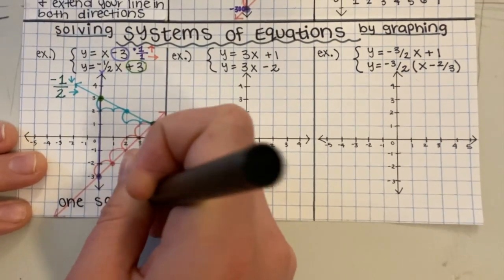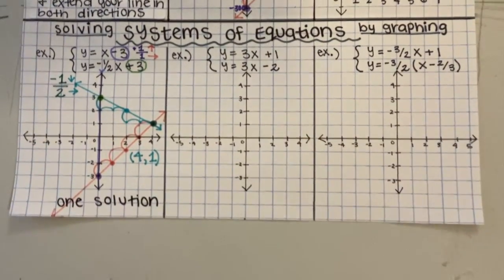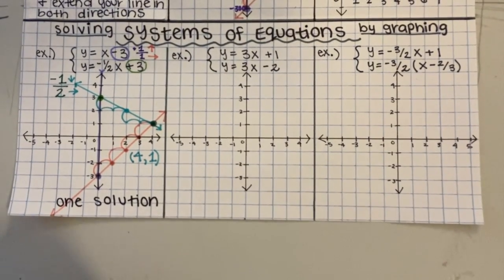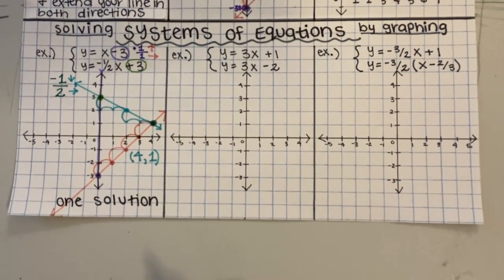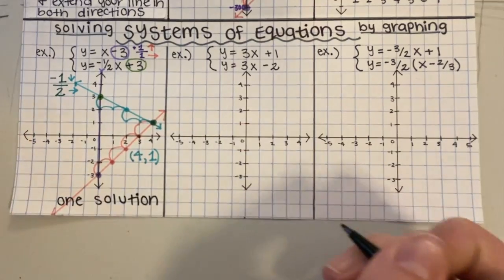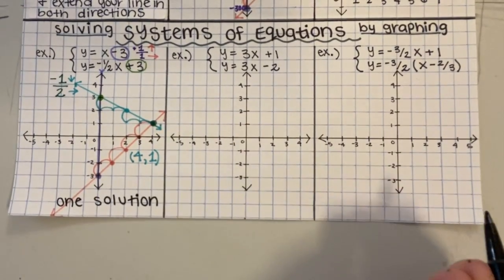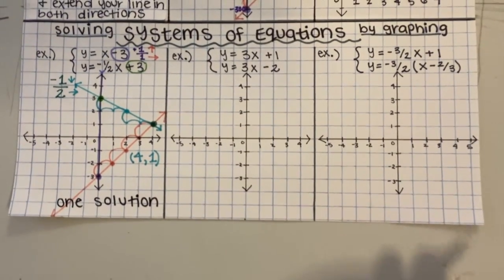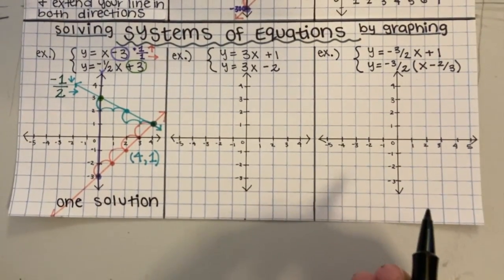There are two other types of solutions you can have when you're dealing with a system. You can have one solution, but you can also have infinite solutions and you can have no solution. So it's just like when we're solving equations, you can either have an answer, not have an answer, or have all the answers. So let's look at examples of the other two.